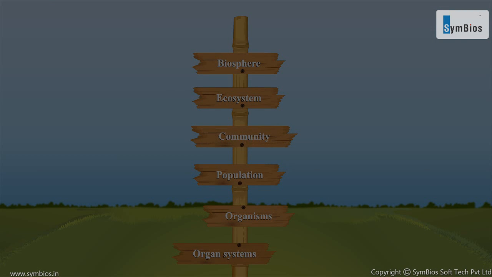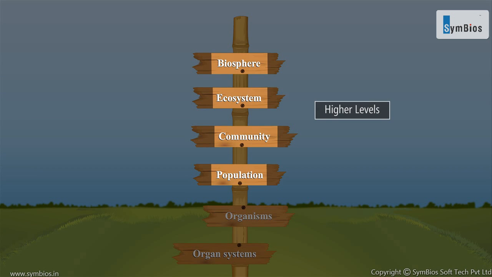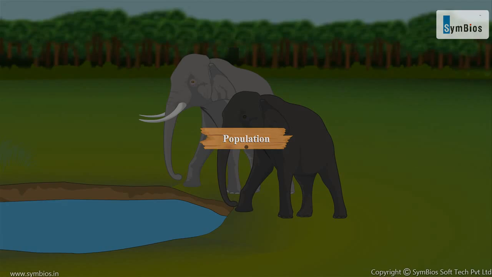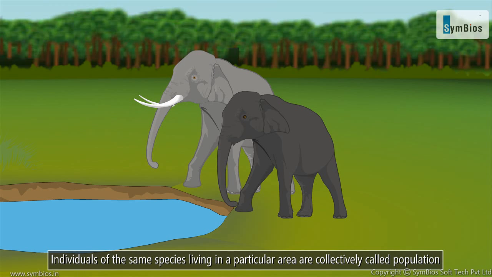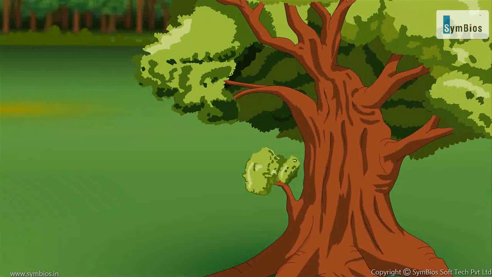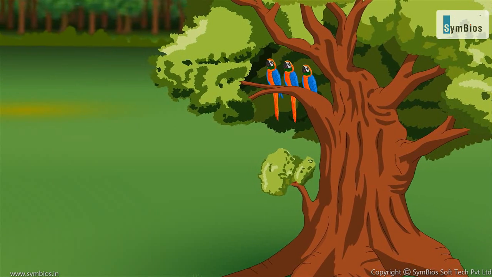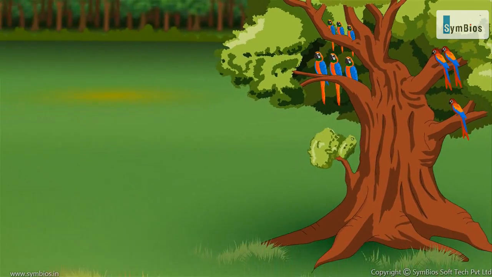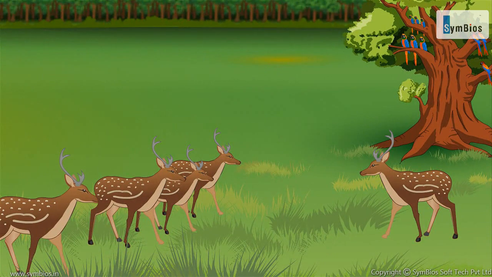The higher levels. Let us explore higher levels of the biological organization. Population. Individuals of the same species living in a particular area are collectively called a population. A population is a group of the same species that can breed among themselves. For example, parrots of the same species living in an area make a population. Deer living together in one area make a population.